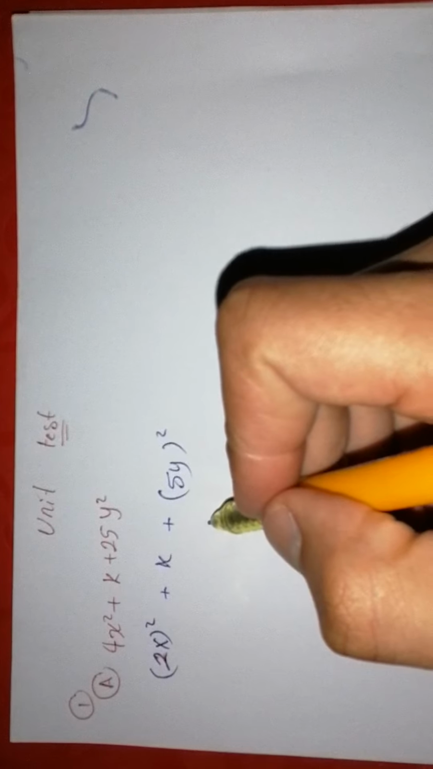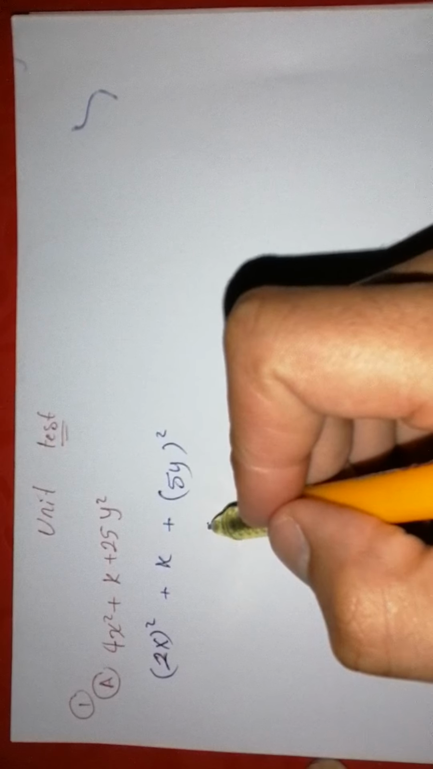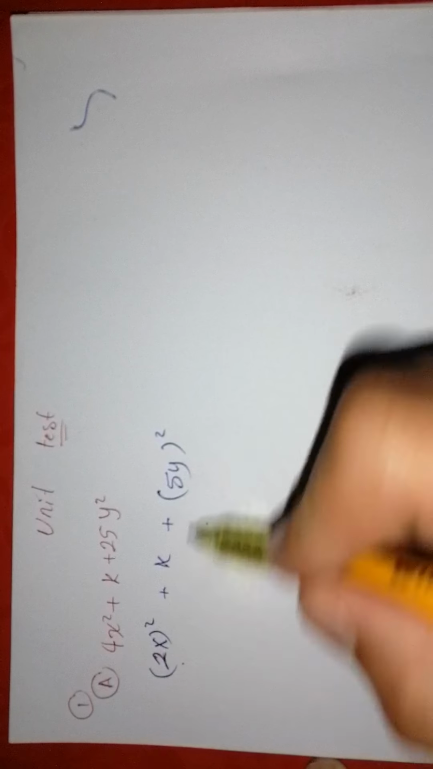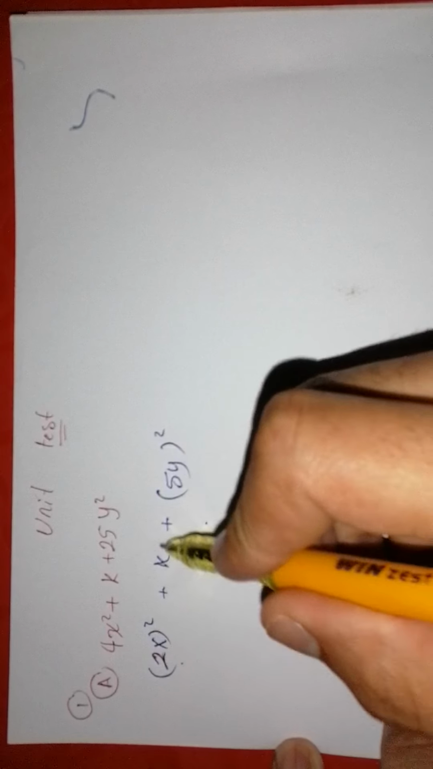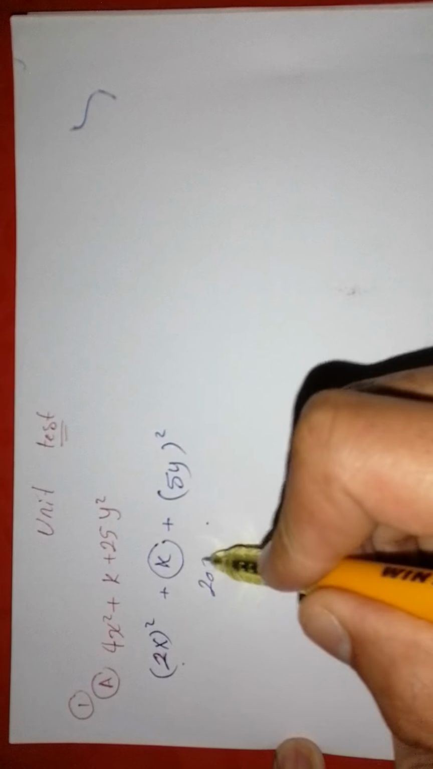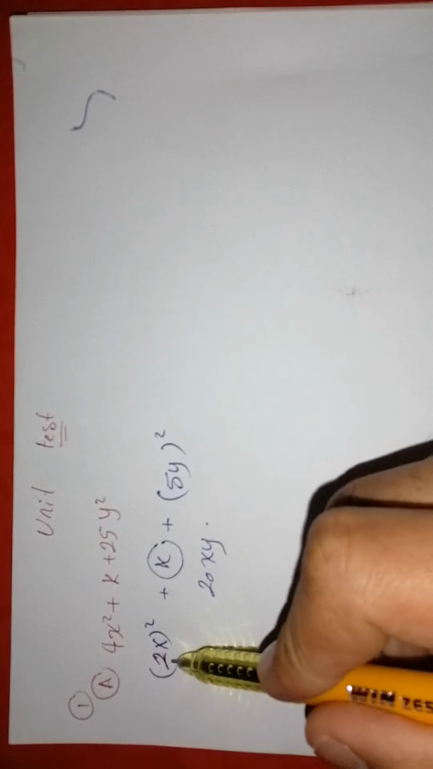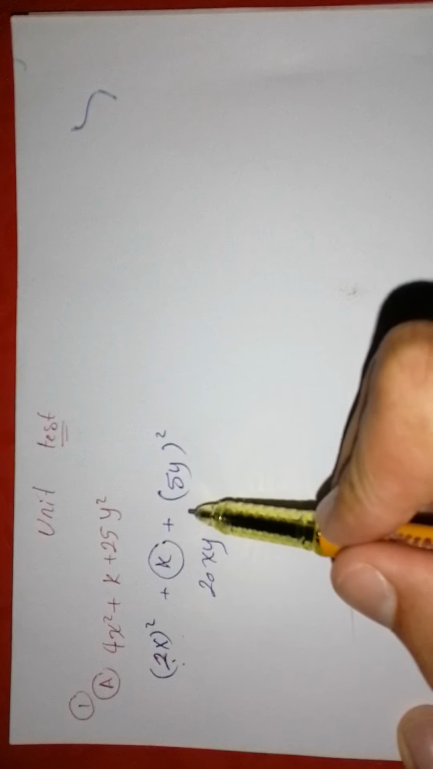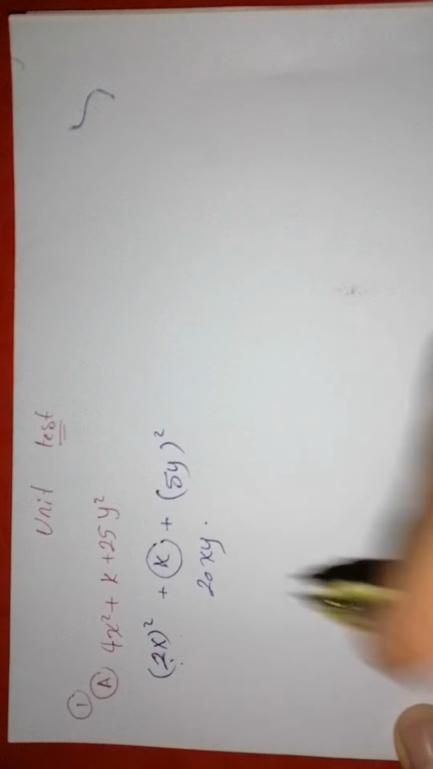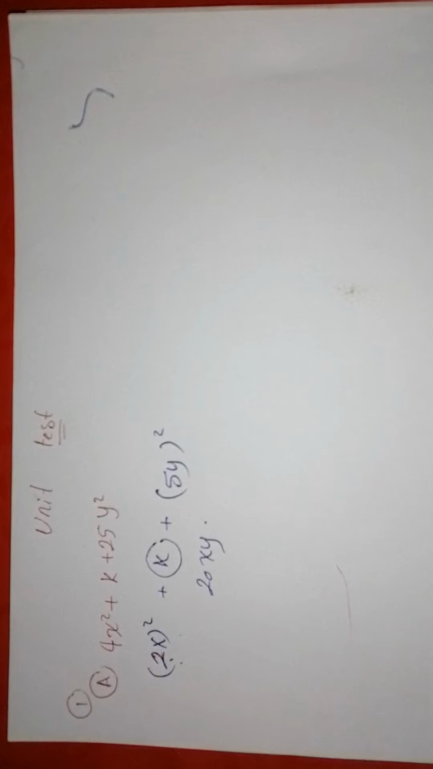So the middle term should be 2 by the first by the third, so 2 by 2 by 5, which means 4 by 5, which is equal 20xy. So the middle term should be 20xy. So k should be equal 20xy. And this is the first question, number A.